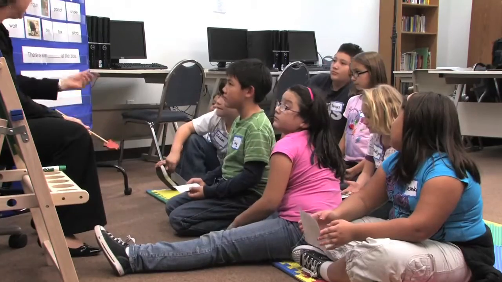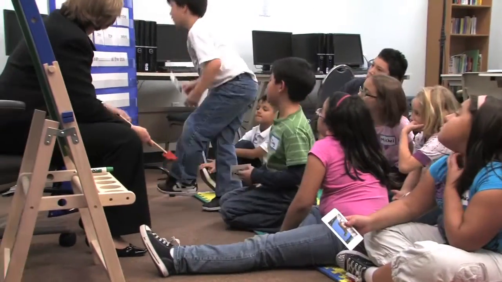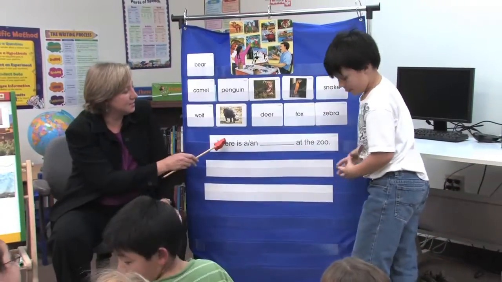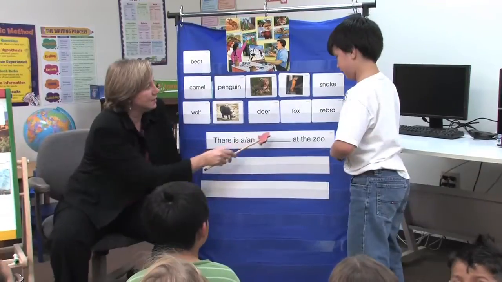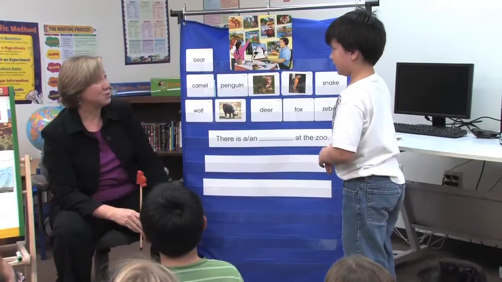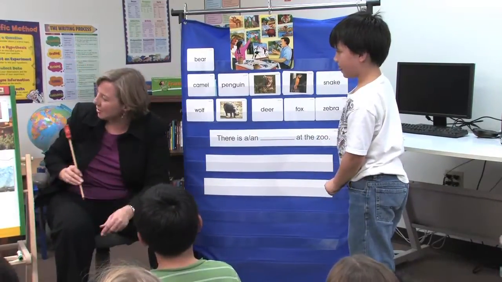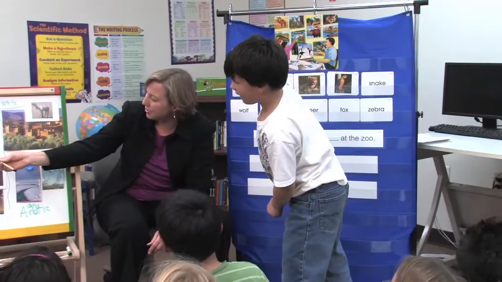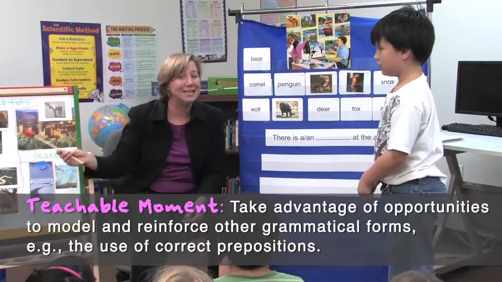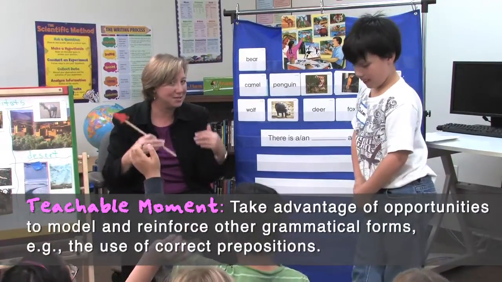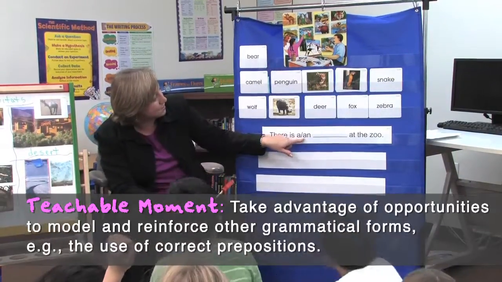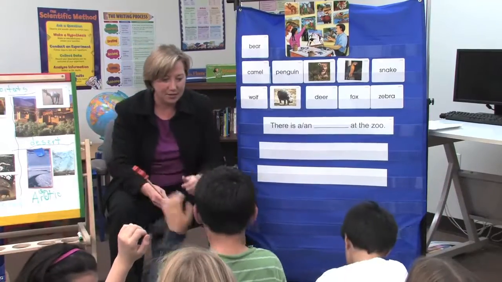Okay, so Jaden, do you want to come? Why don't you come up and you can stand right here. Okay, there, the parrot. There is a parrot at the zoo, and there is a parrot in wildlife. Okay, there's a parrot in wildlife, and let's think of what habitat that might be. Forest. There is a parrot in the forest. Can you say that with me? In the forest. I don't hear it. Say it with me, you guys. In the forest. Okay, there's a parrot in the forest. There is a parrot at the zoo. Excellent. Okay, good job.